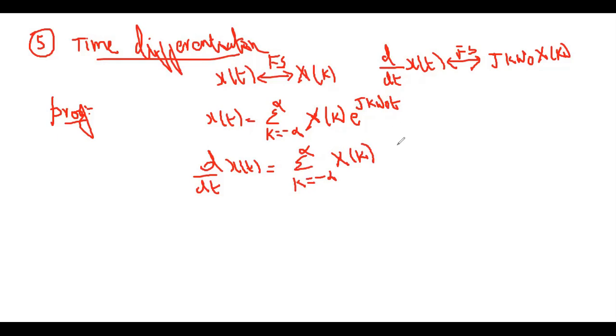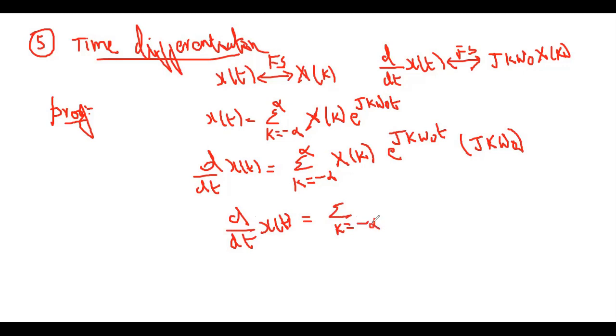So what is the derivative of the exponential? The derivative of e power jx with respect to x is j into e power jx. With respect to t, the t coefficient is jk omega naught, so we get e power jk omega naught t times jk omega naught. Therefore, d by dt of x of t is equal to the sum of k equal to minus infinity to infinity. Now I am writing these two factors as one function, jk omega naught into x of k, as a single function, into e power jk omega naught t.